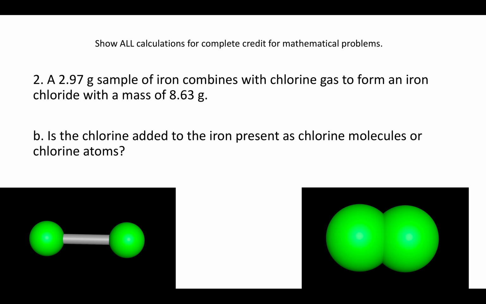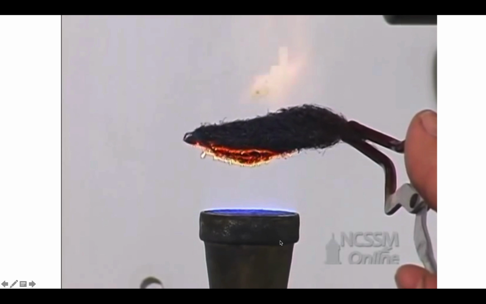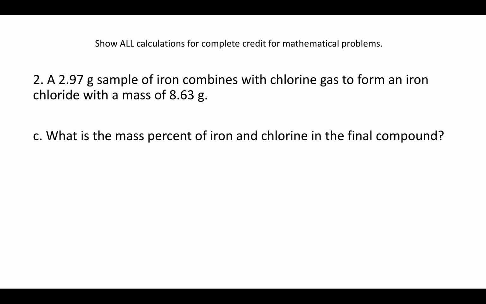And you have to rip the chlorine atoms apart before they can combine with iron. And that's the reason why they heated the iron in the video. That heat was able to rip the chlorine molecules apart so that you just had atoms that could react with the iron. So they're present as molecules.